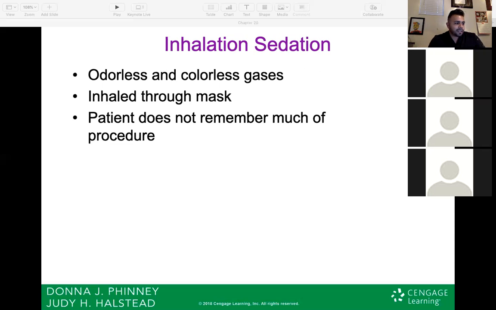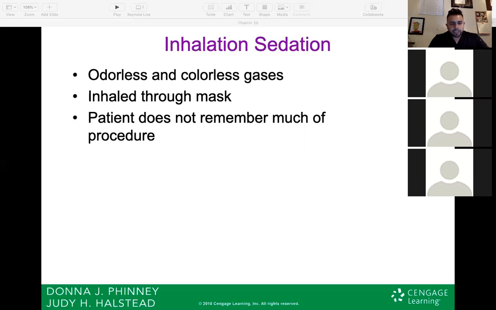Inhalation sedation is used when it's difficult to achieve IV sedation. This is when the anesthetic is administered in the form of a gas and is delivered through a mask. This will cause the patient to become sleepy and serves to relieve pain. The patient doesn't remember much of the procedure after it's done, and it's not long lasting, so the patient must be carefully monitored. Usually this is done in conjunction with IV sedation.